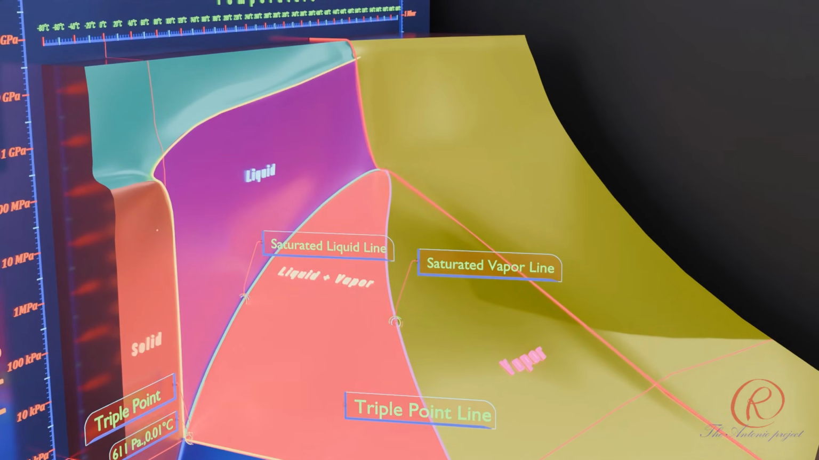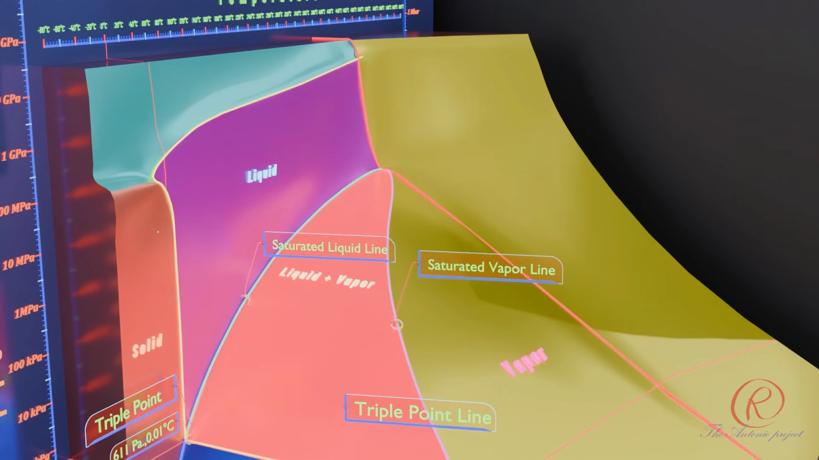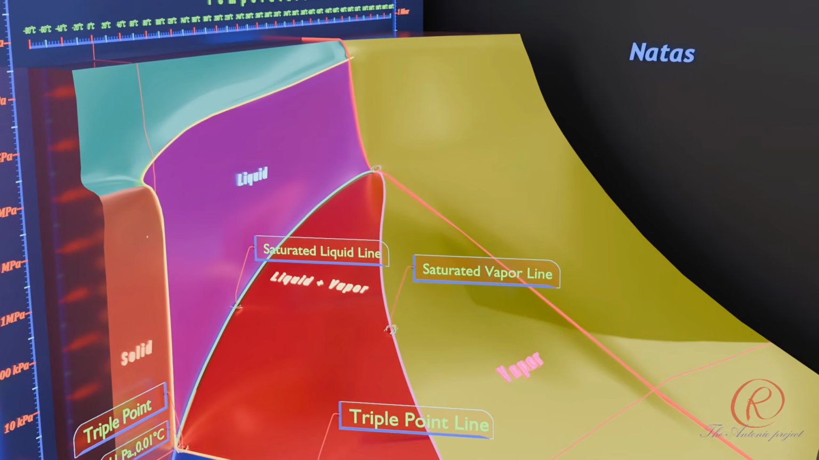Liquid-vapor region, or liquid-vapor dome, surfaces where liquid and vapor phases coexist in equilibrium, with the relative amounts of each phase determined by the specific location on the surface.